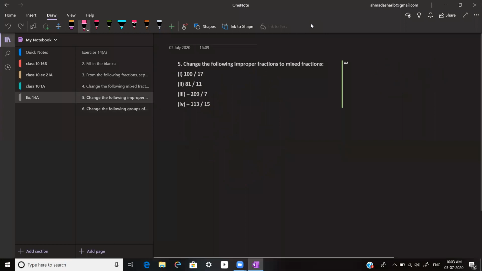Okay. Now let us do question number 5. The question is saying, change the following improper fractions to mixed fractions. Compare it to question number 4. In this question, we are given improper fractions. We have to change them into mixed fractions. Students, how are you going to do it? Question number 1, 100 upon 17. So what you have to do, you have to divide 100 by 17.